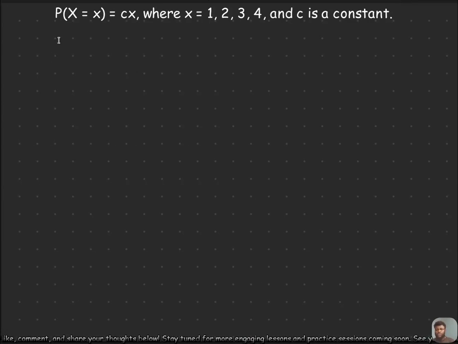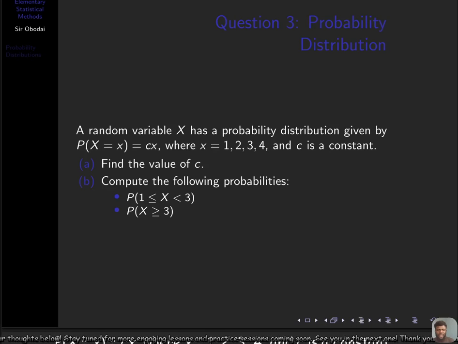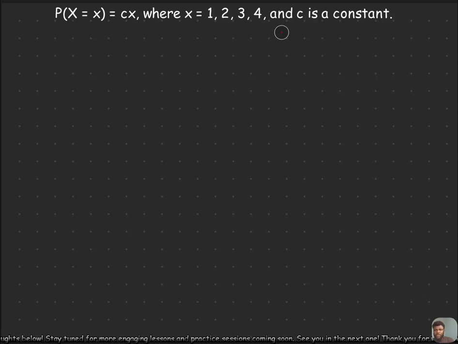Okay, so from the question, we know that the function is given by p of x being cx, where x ranges over these values and c is a constant. The first one says we have to find the value of c. In finding the value of c, we know that this probability mass function is defined for all of these values, so it is defined for x equal to 1. And remember, one of the conditions for any function to be a probability mass function is that the sum of the individual probabilities should be equal to 1.